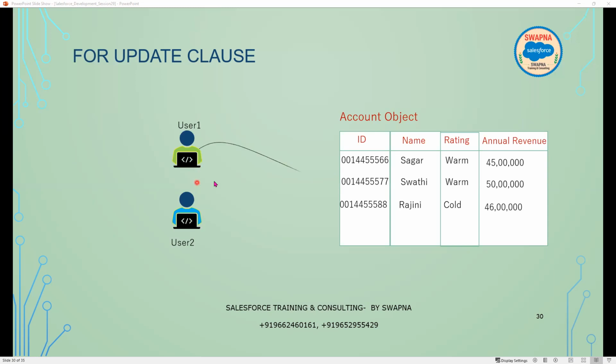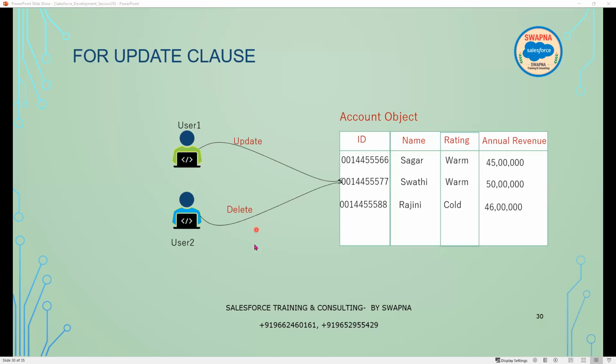Possible that user 1 is updating the second record. At the same time, user 2 is also deleting the second record. But they are doing it both parallelly. Now, when this happens parallelly, that means one user is updating the record and at the same time, another user is deleting it.